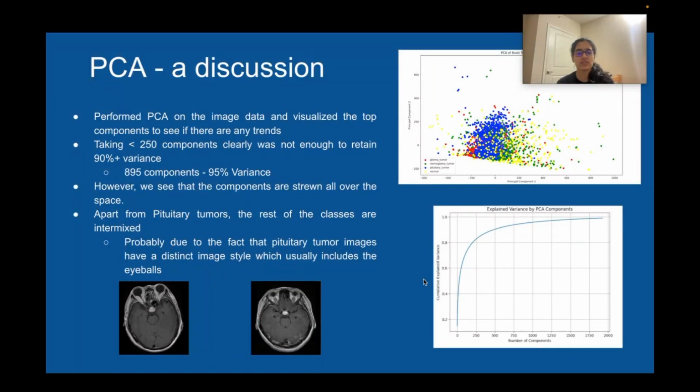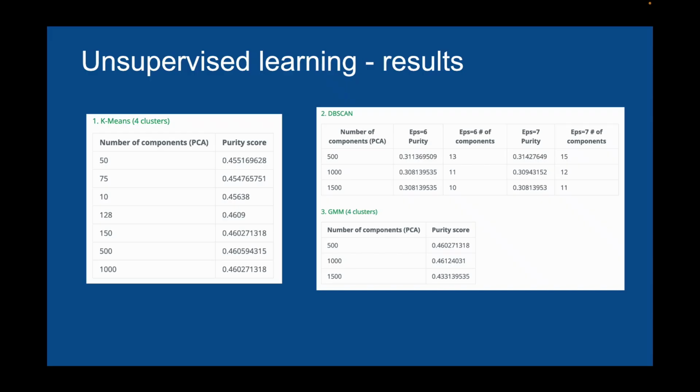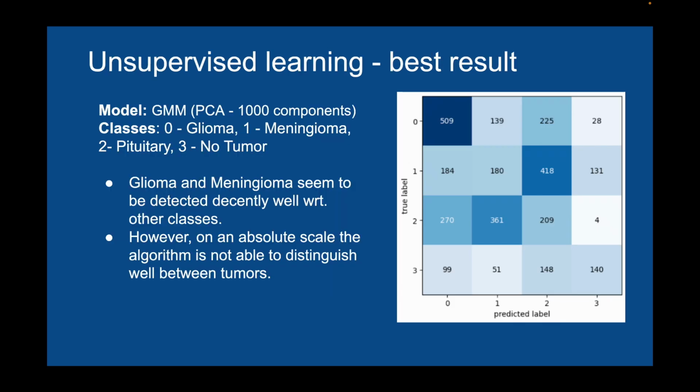This is probably due to the fact that pituitary tumor images have a distinct image style, which usually includes the eyeballs. So these are the results of our unsupervised learning algorithms. We see that they do not perform that well, with a maximum purity score of about 0.46. The best result of our unsupervised learning algorithm set was GMM with the PCA of 1000 components.